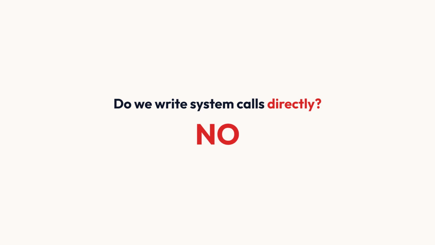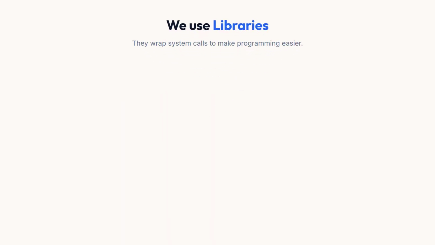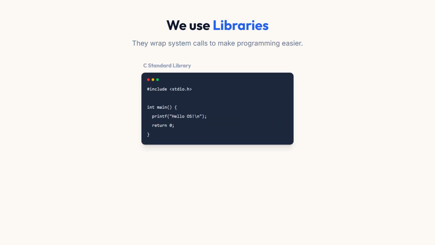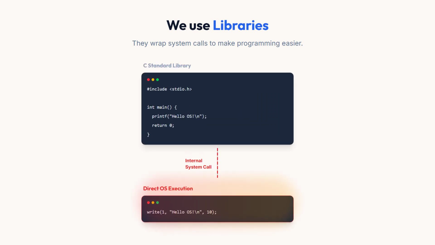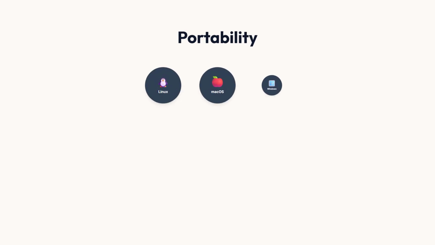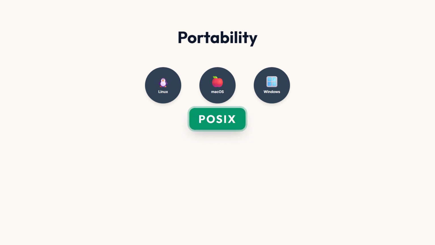Now you might be thinking, do we have to write system calls directly in our programs? The answer is usually no. Most of the time, we use high-level functions from libraries. For example, when you use printf in C, it internally uses a system call to write to the screen. So the library hides the complexity, and you don't have to worry about it. Another important thing is portability. Different operating systems may have different system calls, but most modern systems follow a common standard called POSIX. This allows programs to run on different systems without major changes.